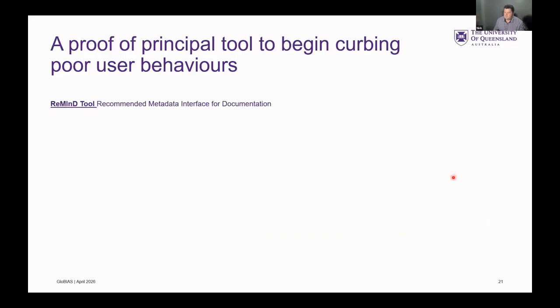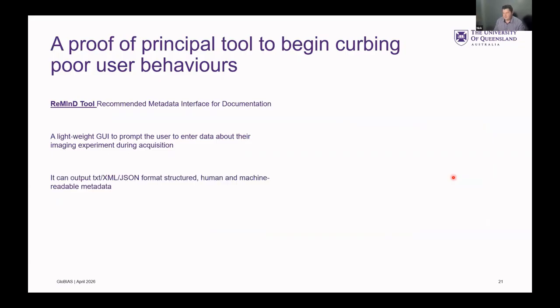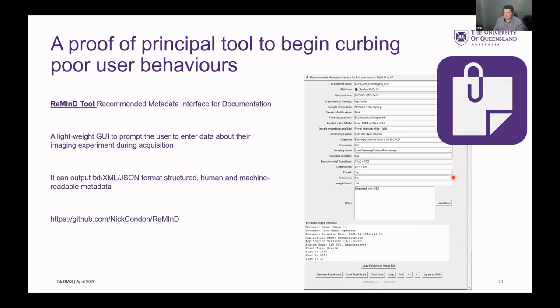So I built this thing purely vibe coded, but it's a little Python GUI that helps users get their data in. It can spit out text files, XMLs or JSONs, or tab delimited for OMERO. And it gives a human readable and machine readable metadata tool. This is what it looks like. It's not super pretty, but it helps get some information. And we have this running on all the instruments.